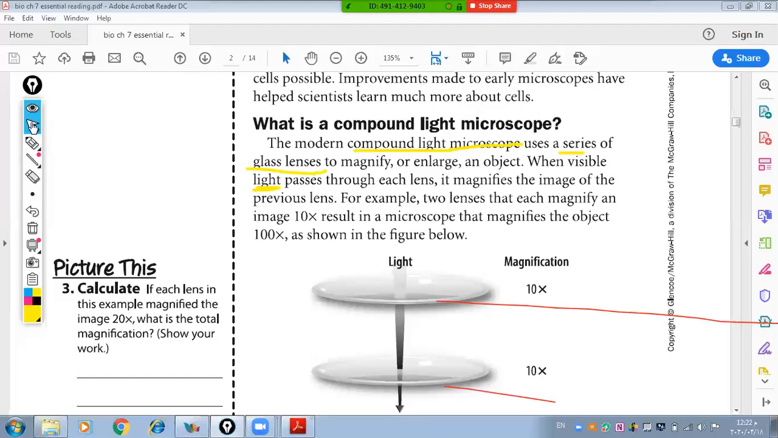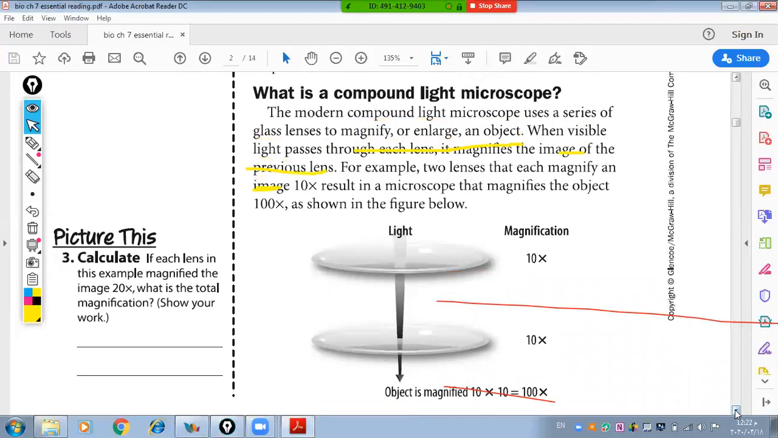How can we calculate or know the magnification of the compound light microscope? Just multiply the power of each lens. If I have two lenses, the first lens 20 and the second one 30, so 20 times 30 equals 600. So each lens could have a different power. What is the maximum magnification power we can have? It's only 1,000. Could we have more? Yes, we could have more, but the vision will not be clear.